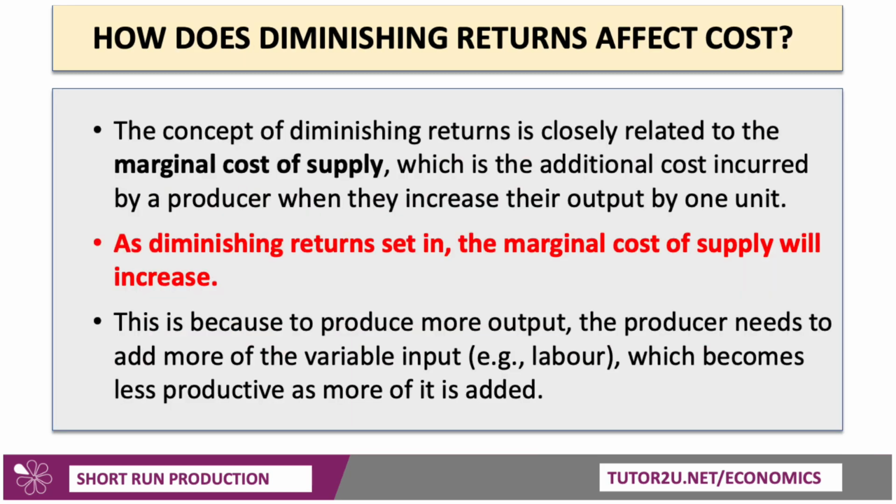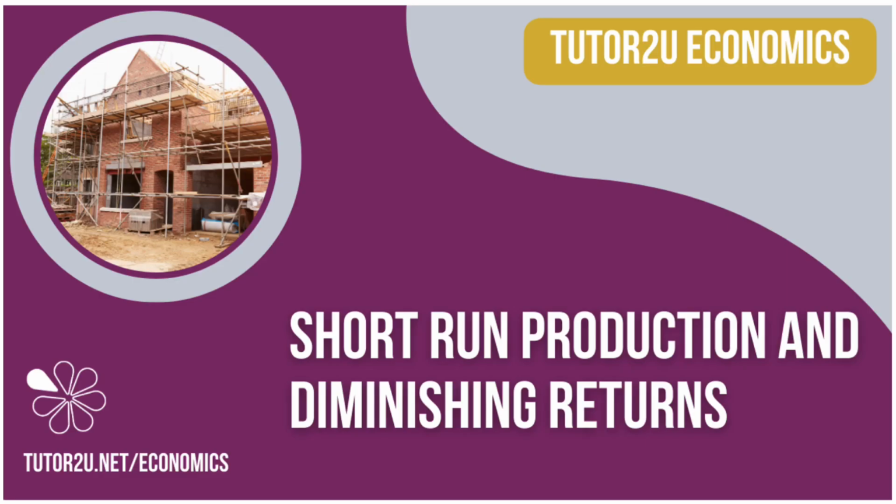Now, the concept of diminishing returns is super important if you want to understand marginal cost of supply. Now, marginal cost is the extra cost for a firm or producer when they increase their output by 1 unit. You see, as diminishing returns set in, the marginal cost of supply will increase. Falling marginal product leads to increasing marginal cost. And that's because to supply more output, the producer needs to add more of the variable input, which becomes less productive as more of it is added. So there we go, a quick look at the theory of short-run production and diminishing returns.